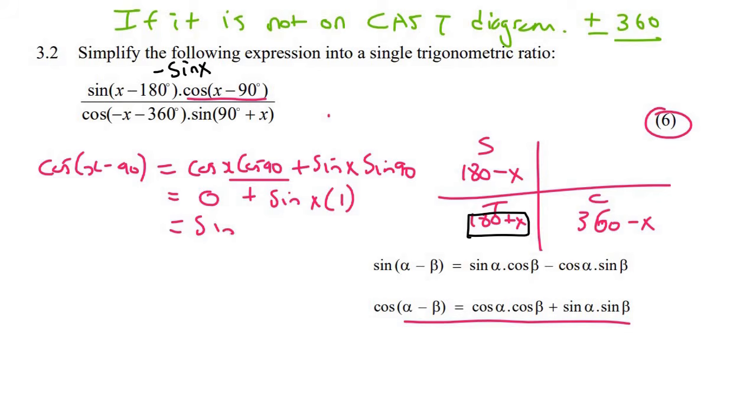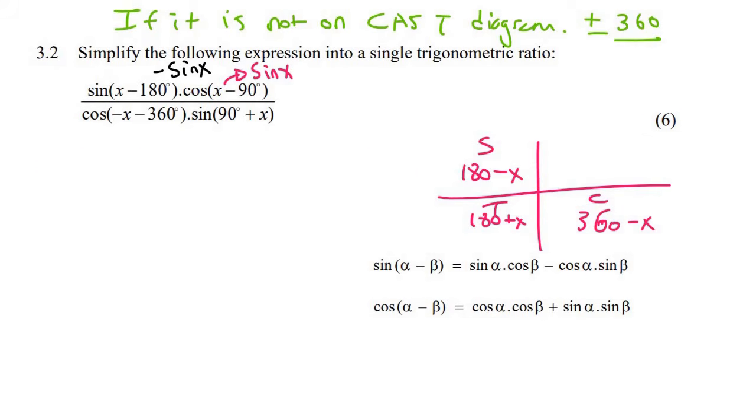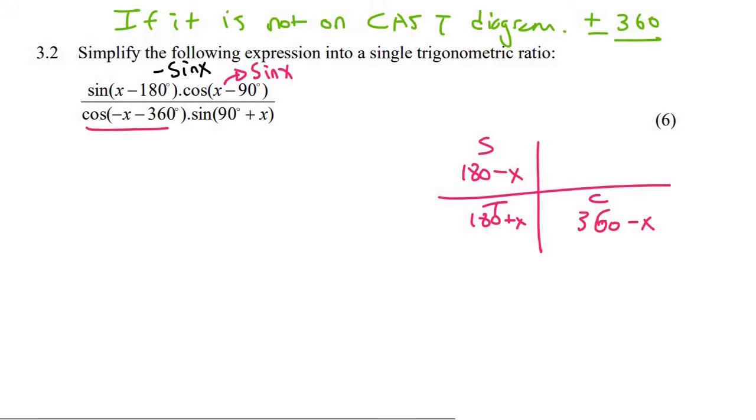So this whole answer just becomes sin x. How cool is that, guys? We just hacked the system. And so that's sin x over there. Okay, now cos of minus x minus 360 is not even close to that.